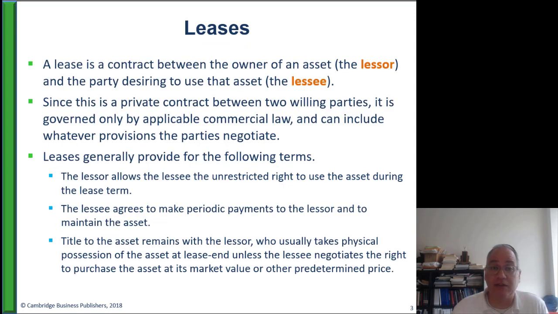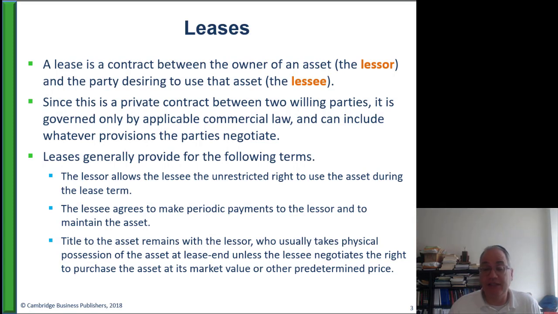So let me talk a little bit about leases and what they are. A lease is a contract between the owner of an asset and whoever is desiring to use that asset, the lessee. When you rent an apartment, you sign a lease. This is a private contract between two willing parties, and it's governed by whatever the commercial law is. They usually provide that the lessee has the right to use the asset during a certain term period. The lessee agrees to make payments to the lessor and to take care of that asset.